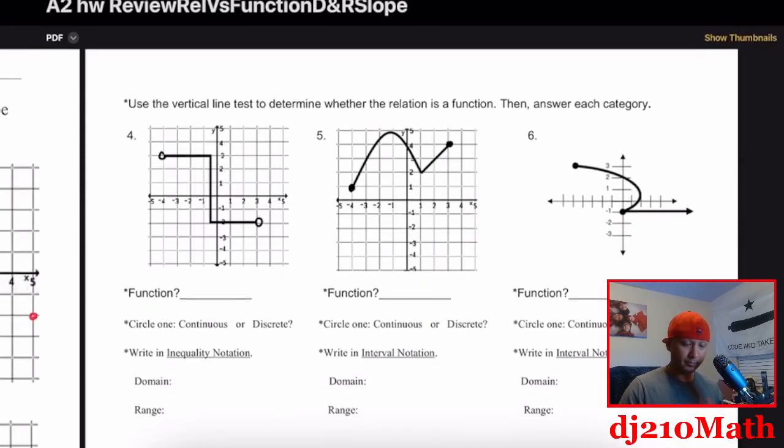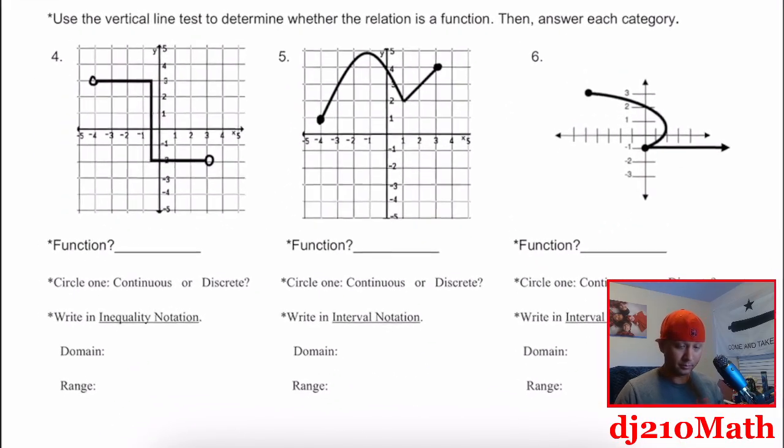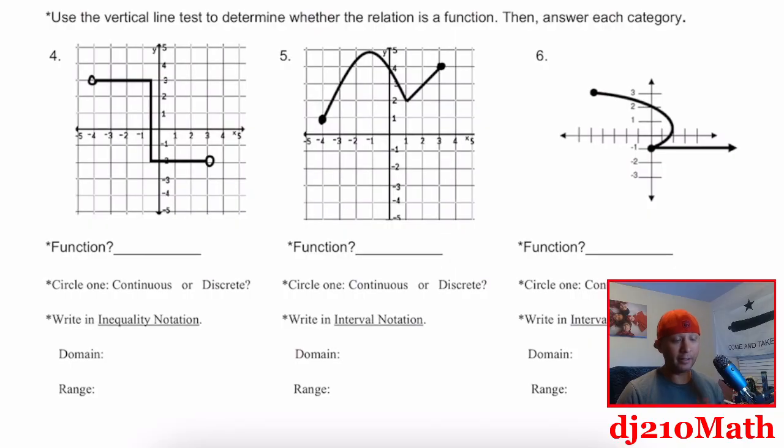To the back. All right, we got some graphs. What's going on here? Use the vertical line test to determine whether the relation is a function. So, vertical line test. We draw a vertical line, and if more than one point is on this line, then not a function, right? Not a function.